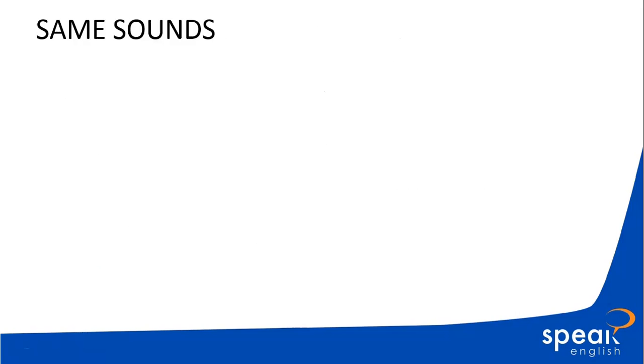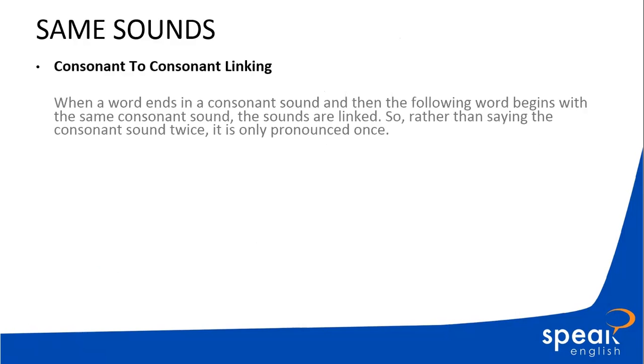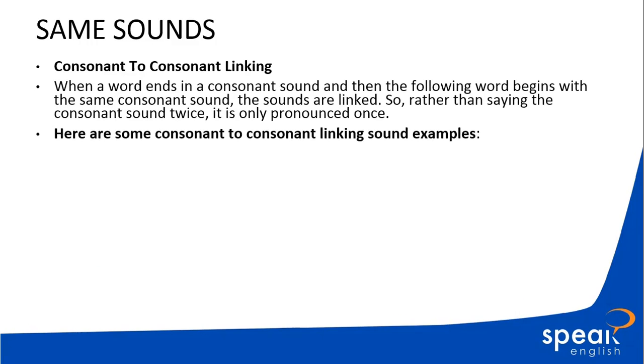Okay, now we're going to look at the examples where we have the same sound, consonant to consonant. All right. Examples. We have the same consonants here. How do we read these two words together? We say? Red dress. Very good. Red dress. I only say the letter D one time.